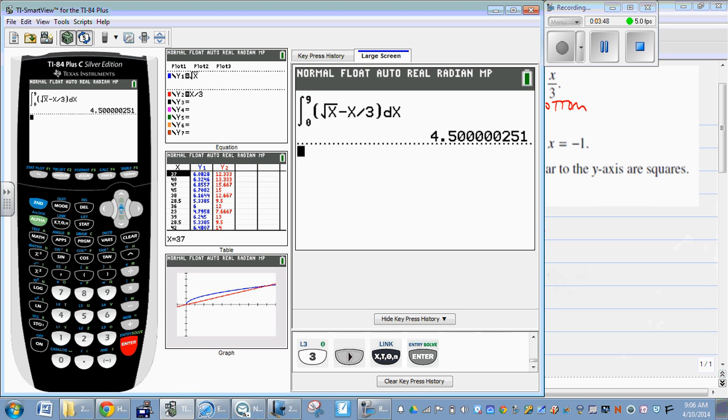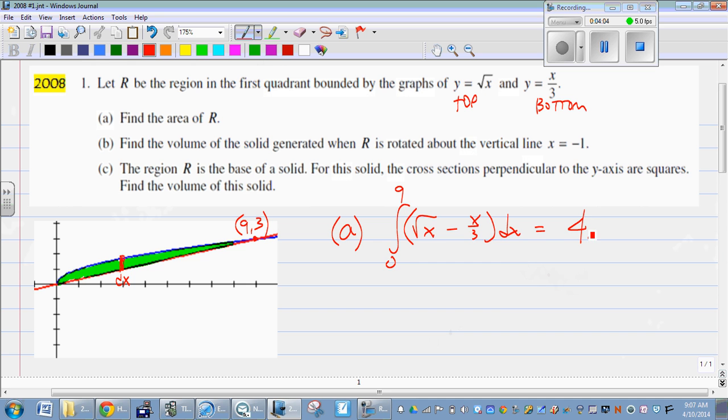So we end up getting 4.5000251. For some reason the calculator does this from time to time where it has this decimal at the end, but really, if we did this by hand, we should get 4.5. And anyway, we're rounding to 3 decimal places on the test, so we can just leave that as our answer, 4.5.